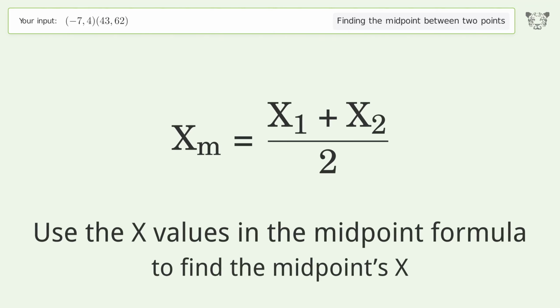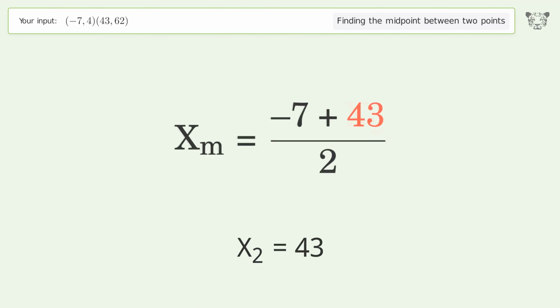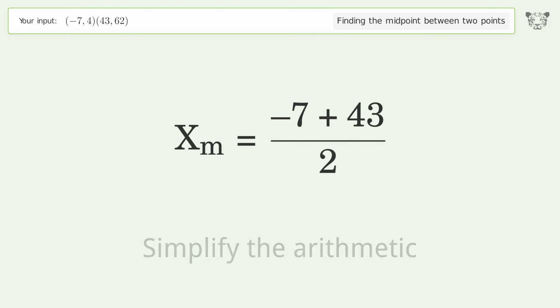Use the x values in the midpoint formula to find the midpoint's x. x1 equals -7. x2 equals 43. Simplify the arithmetic.